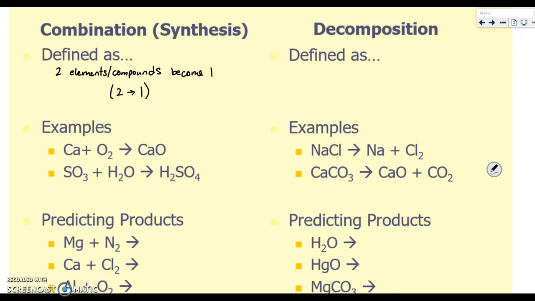As you can see in the examples, sometimes we have elements combining with each other to make a compound, as shown here. Or we can have 2 compounds combining to make another compound, as shown here.